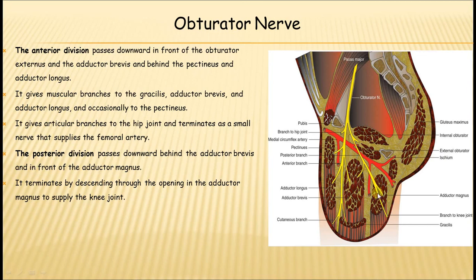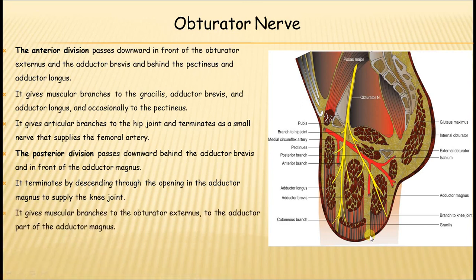Then it descends through the adductor magnus and supplies the knee joint. It passes mainly through the adductor magnus. It might descend through the adductor hiatus, the opening in the adductor magnus. Then it might pierce the oblique popliteal ligament and the capsule of the knee joint, and then it is going to supply the knee joint.